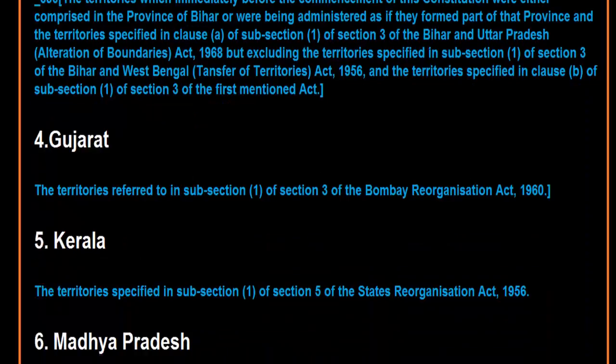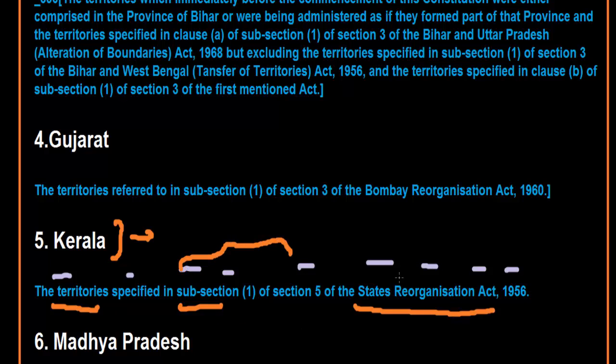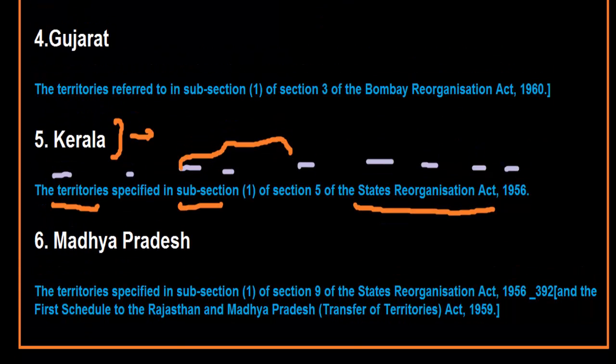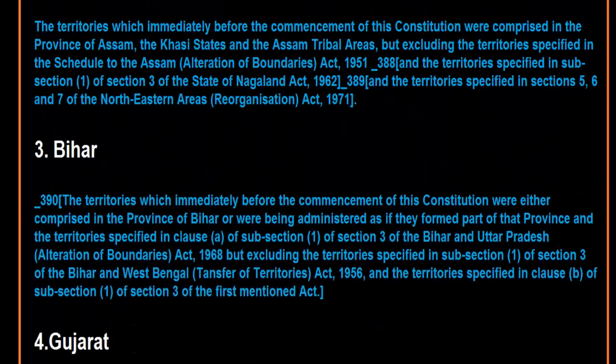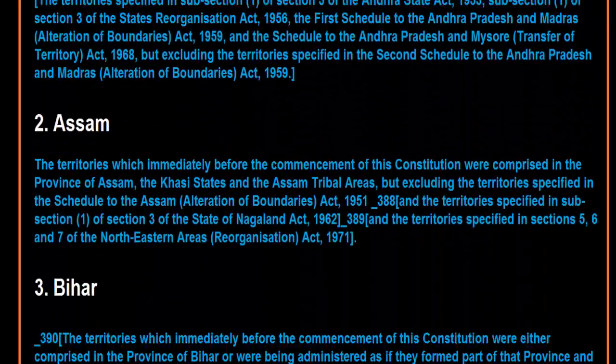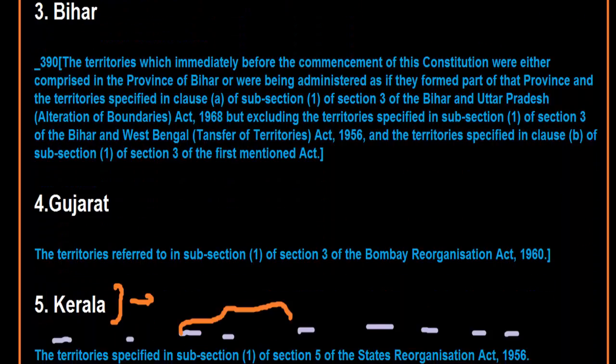To give an example here, it says for Kerala, the territories specified in subsection 1 of section 5 of the States Reorganization Act 1956. To summarize this sentence, what it is saying is Kerala will be the name of the state, and it will include all those territories which are specified in certain sections of the States Reorganization Act. Similarly, for other states, such things are mentioned, like what kind of areas will comprise a particular state, for example for Andhra Pradesh, for Assam, for Bihar, for Gujarat, and all those states and union territories as specified.